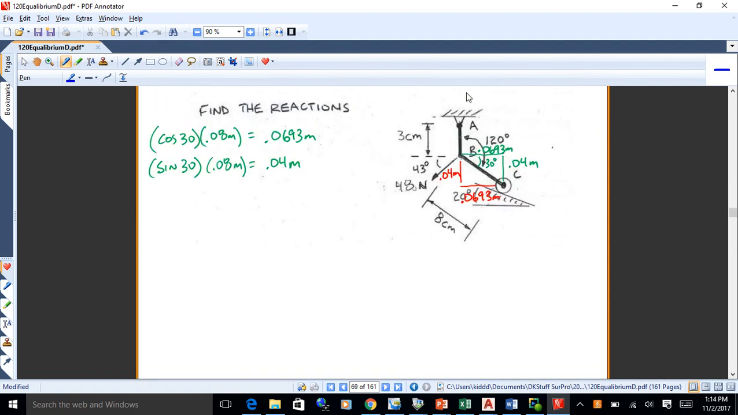Okay, so just a little bit of right angle trig there should get you those 2 sides: 0.04 and 0.0693. I'm in meters. You could stay in centimeters if you wanted. As long as you're consistent on your distance units, it really doesn't matter. I'm just taking that armature from B to C and doing a little bit of right angle trig. That's all I'm doing.